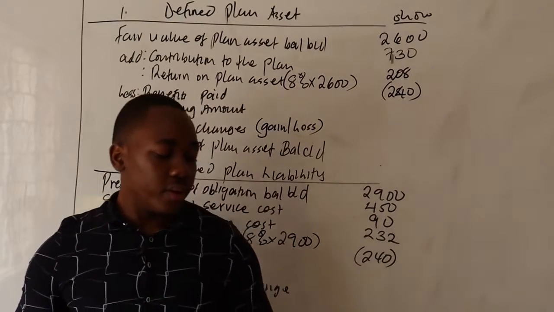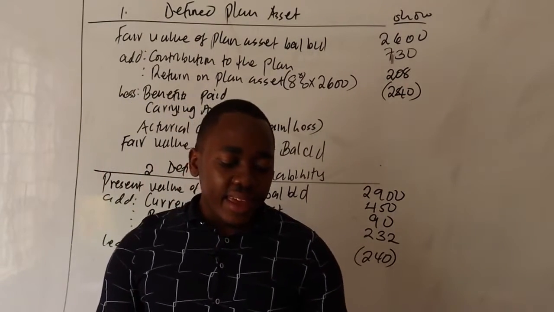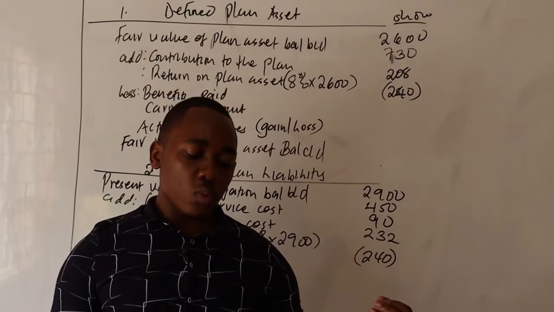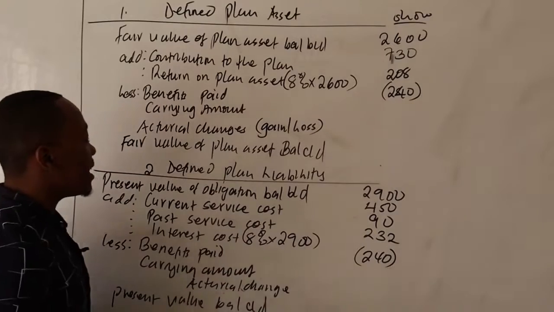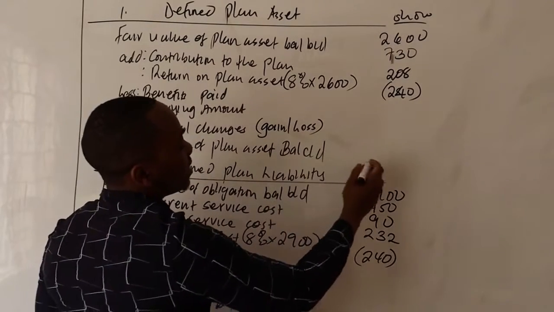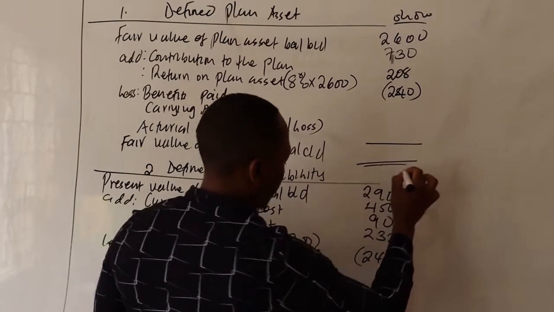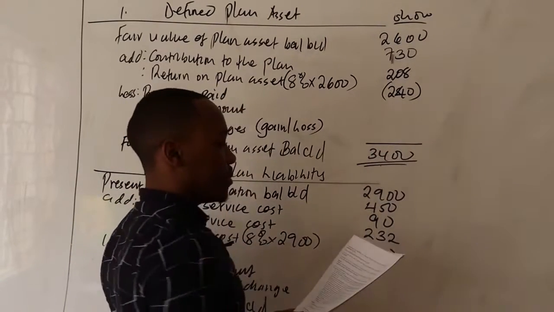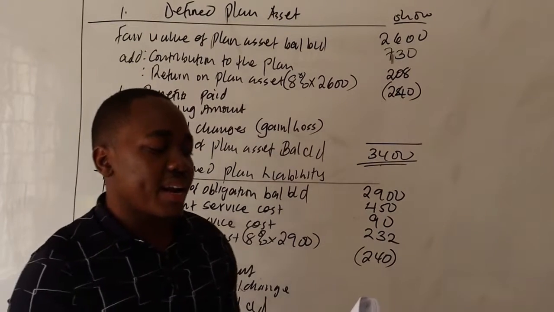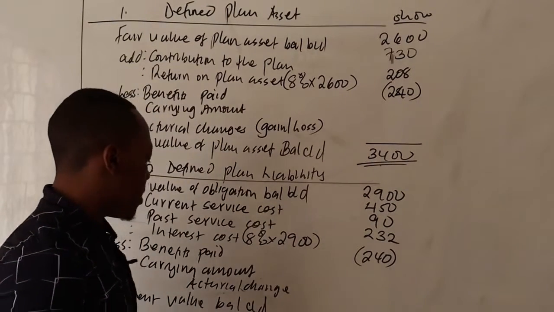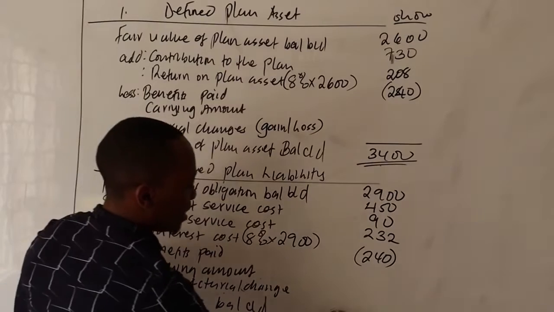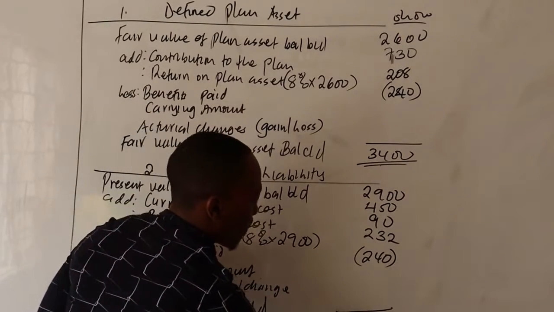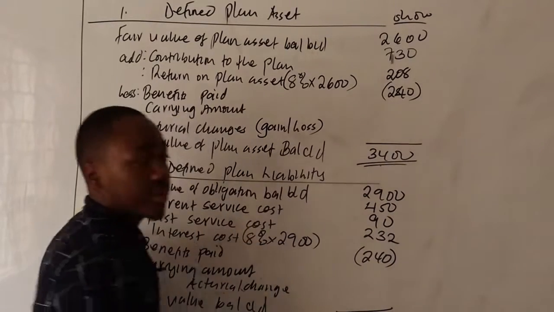We continue. Then you are told that as at the year end, fair value of pension plan asset was 3.4. So that's the fair value of plan asset. So the value was 3.4. And present value of plan liability was 3.5. The present value of liability was 3.5.